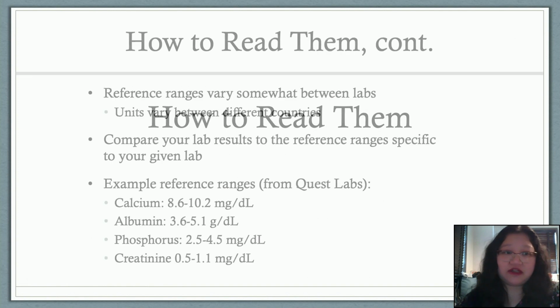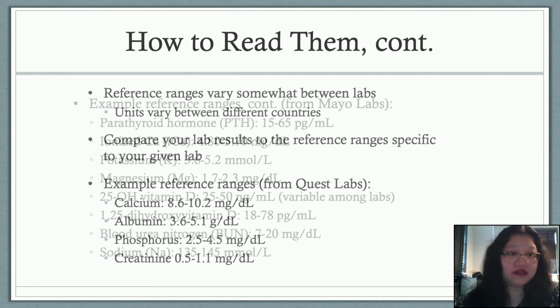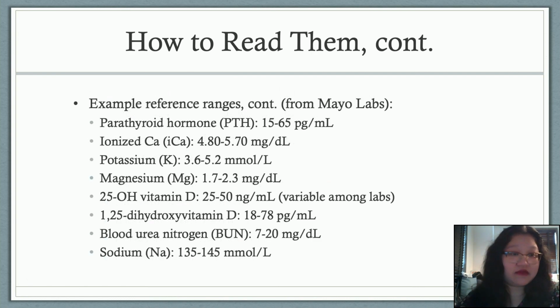Now, just a little bit on how to read them. And I think we've probably gone over this before. We don't have to go over it too much more, but just remember that the reference ranges will vary between labs. So a given level, you have to look at it relative to that specific lab. Those are just some examples from Quest labs. And same with basically all the different labs I mentioned, they're going to have their own specific reference range depending on what lab you got them checked at.